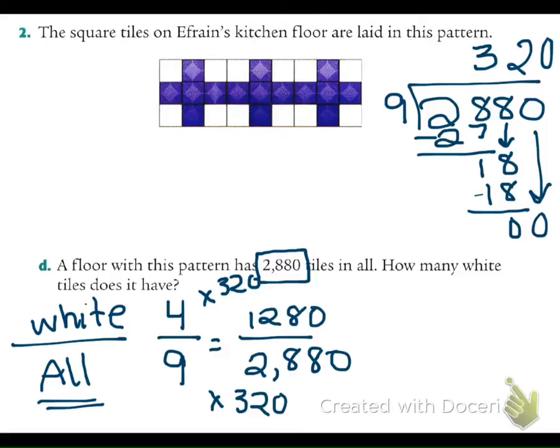Don't forget to write your answer with a label. There will be 1,280 white tiles on a floor that has 2,880 tiles in all. Again, remember to pause this video and look over this question until you feel comfortable with it.